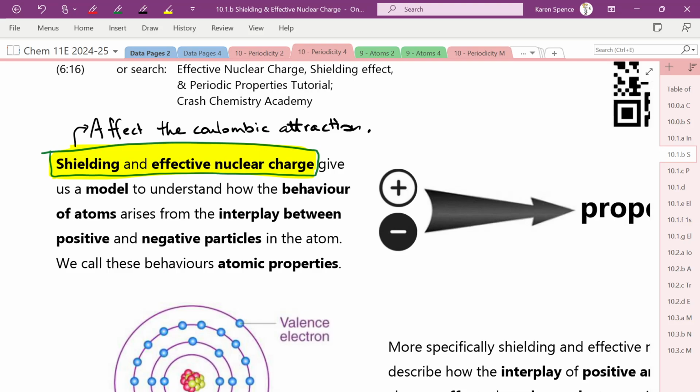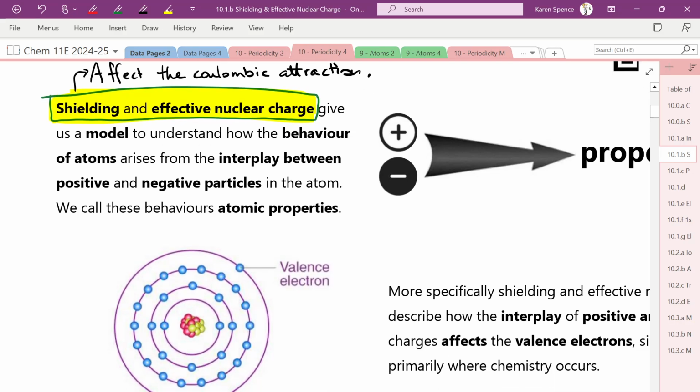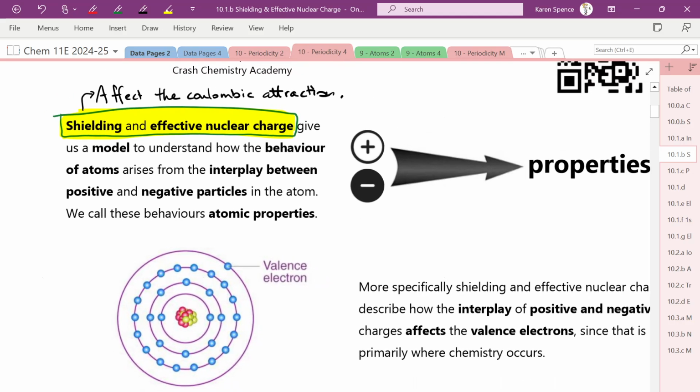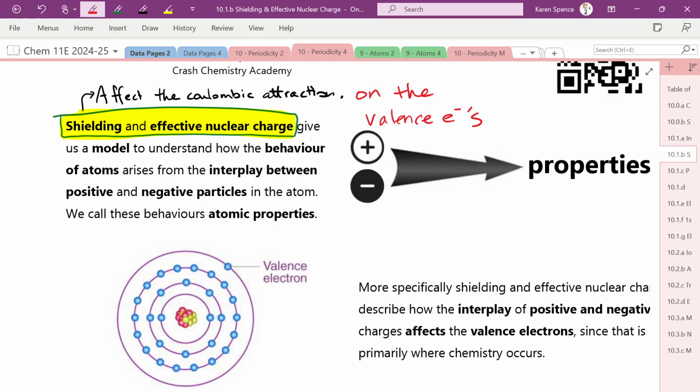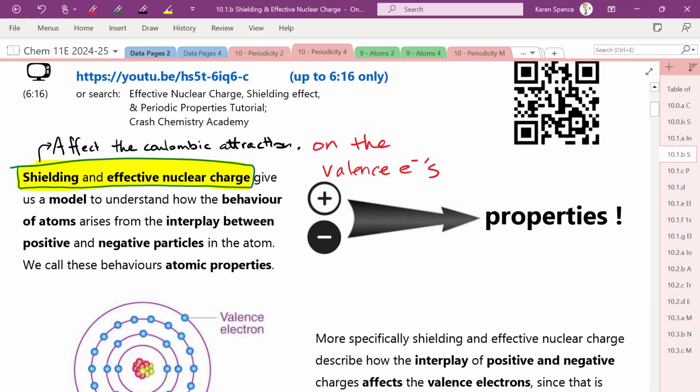And most often we're looking at how those two things, the shielding and the effective nuclear charge, affect the valence electrons. So they affect the Coulombic attraction on the valence electrons. And the Coulombic attraction accounts for all the periodic properties.